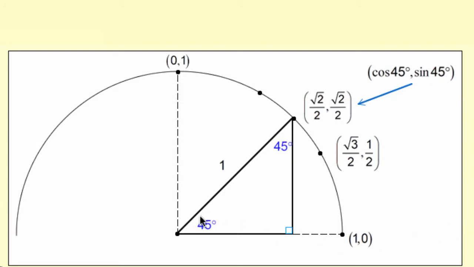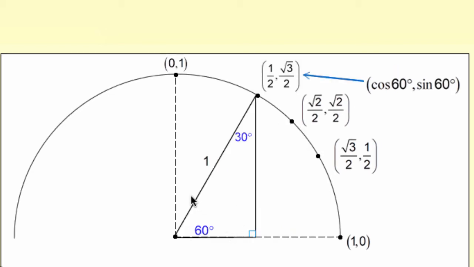45-degree angle, this one forms a right isosceles triangle. So both the length and the height are the same measure. It's square root of 2/2 when you have a radius of 1. So you can see the coordinates square root of 2/2, comma square root of 2/2, that's cosine of 45 degrees, sine of 45 degrees. So when you have a 45-degree angle, that's your coordinate on the unit circle. Square root of 2/2, comma square root of 2/2.